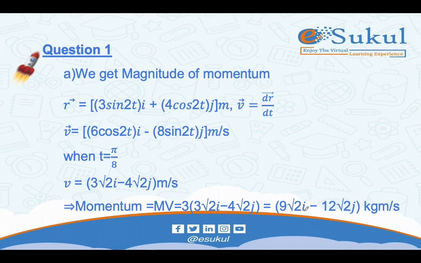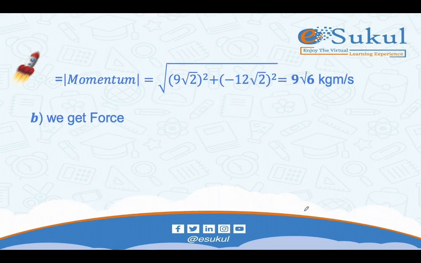Therefore, the magnitude now becomes the square root of its values. We have the square root of 9 root 2 squared plus negative 12 root 2 squared, and that gives us 9 root 6 kilogram meters per second.